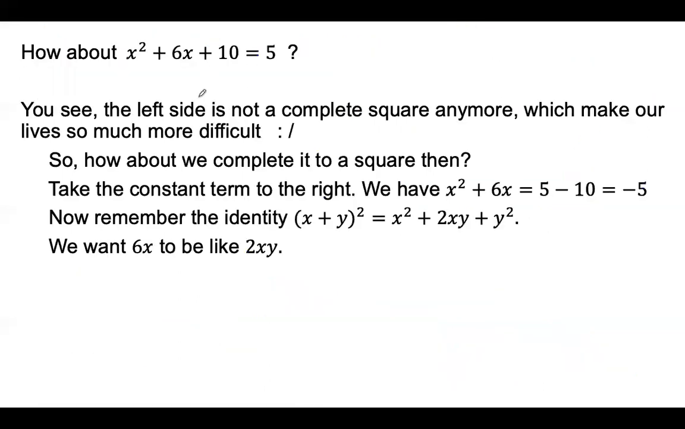What about this one? This is a little bit more difficult. So what do we do? Because we have a 10, not a 9 here. We're essentially going to do this thing called completing the square. It's a little bit more challenging. So again, we're going to use this idea of x plus y squared is equal to x squared plus 2xy plus y squared.